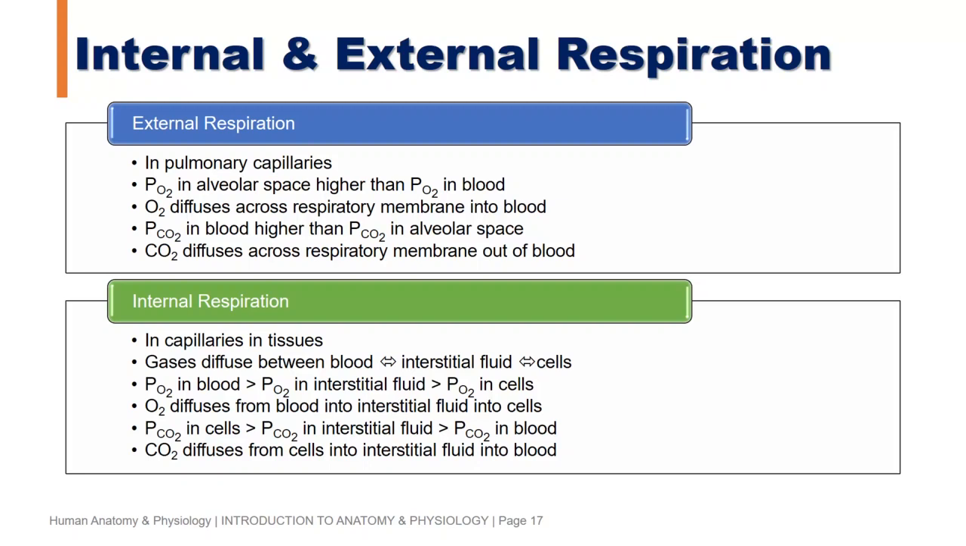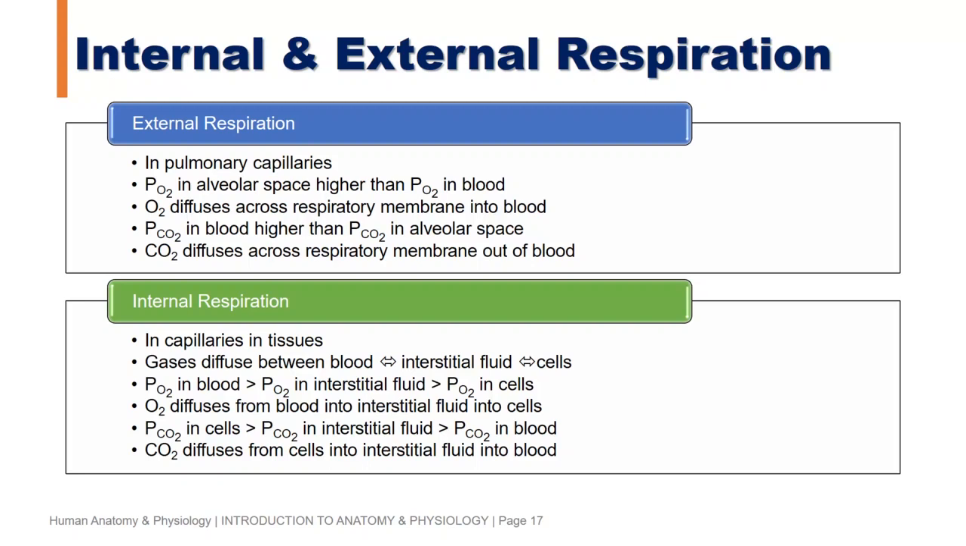Internal respiration happens in the capillaries in the tissues. Gases diffuse between the blood, then interstitial fluid, and into the cells. Your partial oxygen in the blood is higher than the partial oxygen in the interstitial fluid, and that is also higher than the partial oxygen inside your cells. Oxygen diffuses from the blood into the interstitial fluid going to your cells.